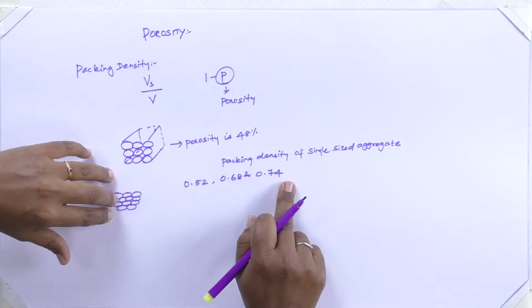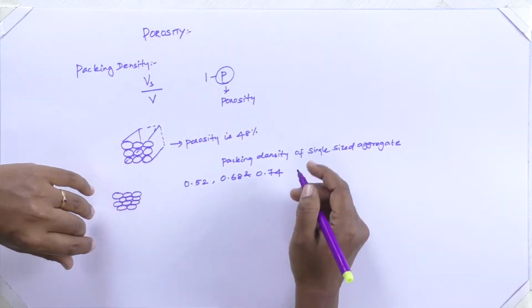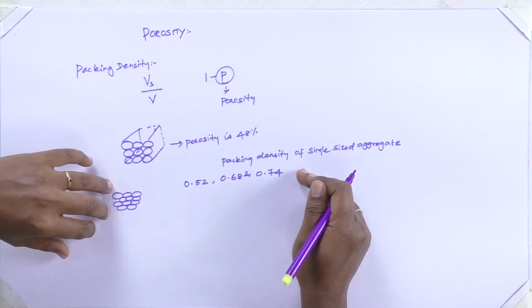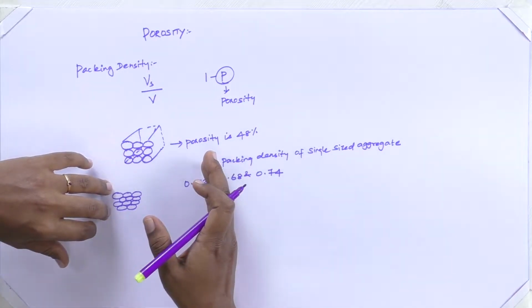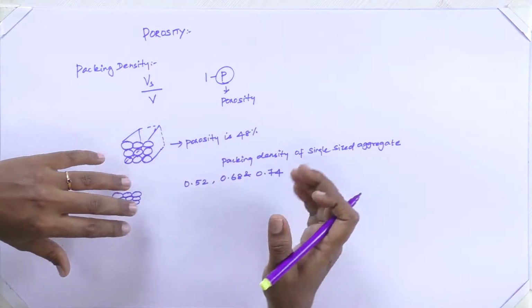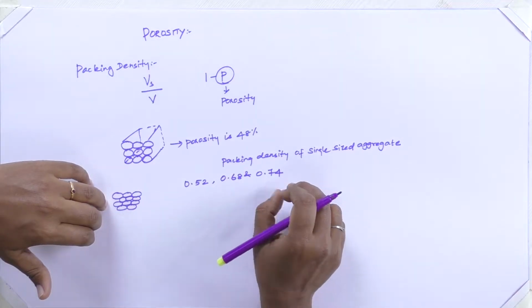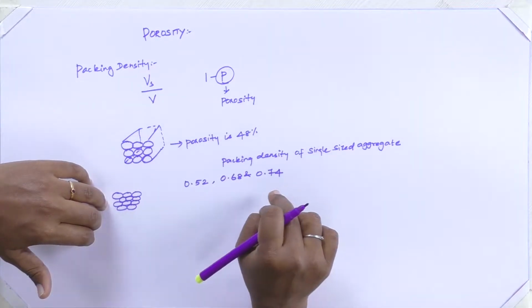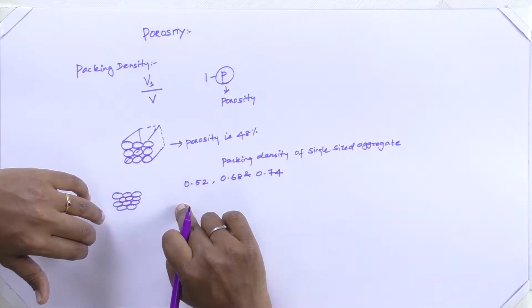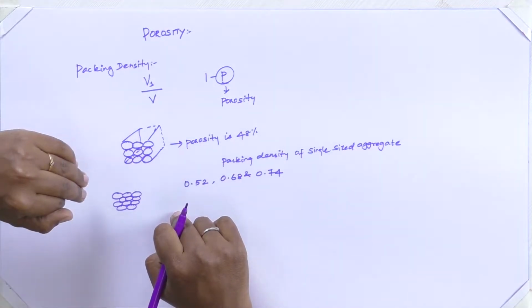Somewhere it lies between 0.52 and 0.74. If it is a compactly packed aggregate, then its packing density will be around 0.74. If it is slightly less, a poorly packed aggregate, then it will be around 0.58.